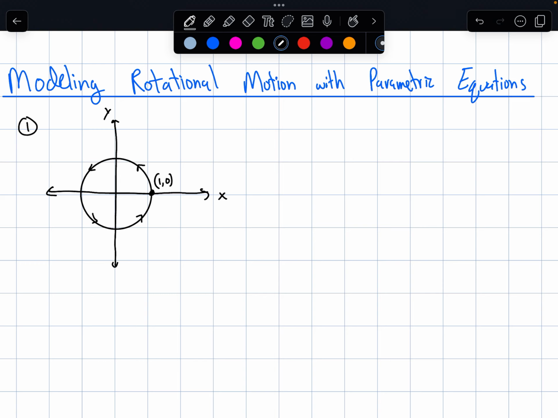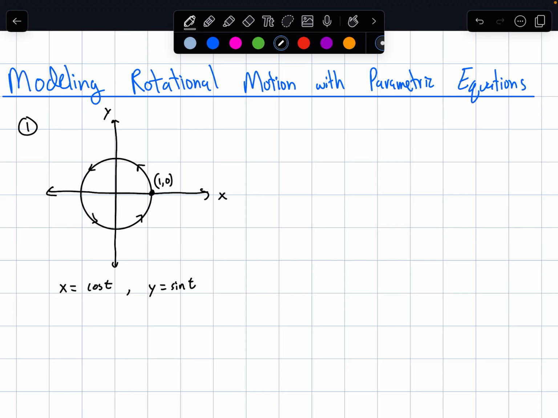So the most basic parametric equation for rotational motion is just going to be x is equal to cosine of t, and y is equal to sine of t. And this is going to produce our unit circle. Every point corresponds to cosine of some angle t and sine of some angle t.